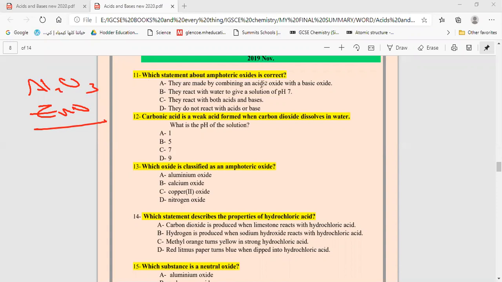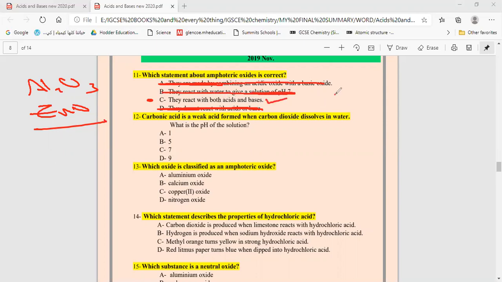They are made by combining an acid with a basic oxide. They react to give a solution of pH 7. They react with both acids and bases. Maybe this one, they do not react. No, amphoteric oxides react, so this one is incorrect because this one represents what? Neutral oxide. They are made by combining acidic and basic. No, they come from metal oxide. They react with water. No, they do not react with water. So the correct answer is this one.